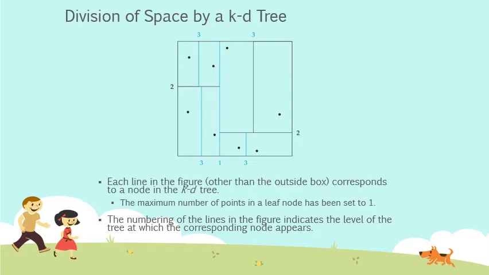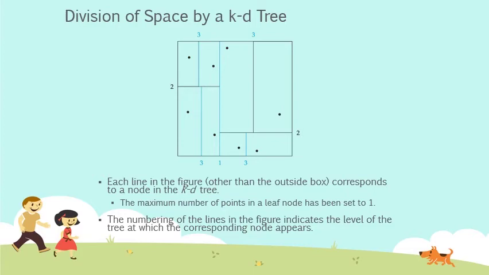The figure shows a set of points in two-dimensional space and a KD tree representation of the set of points. Each line corresponds to a node in the tree, and the maximum number of points in the leaf node has been set at 1. Each line in the figure, other than the outside box, corresponds to a node in the KD tree. The numbering of the lines in the figure indicates the level of the tree at which the corresponding node appears.